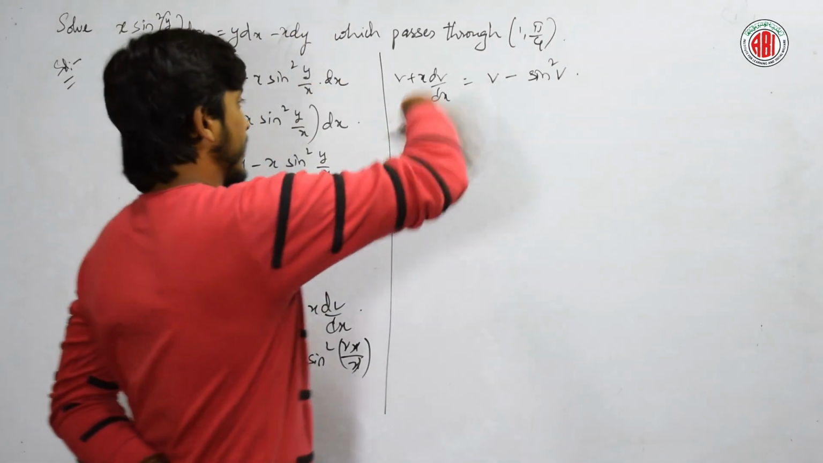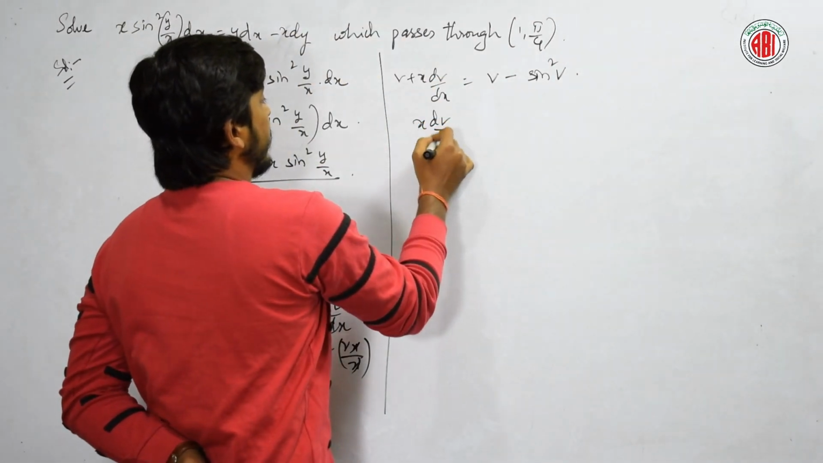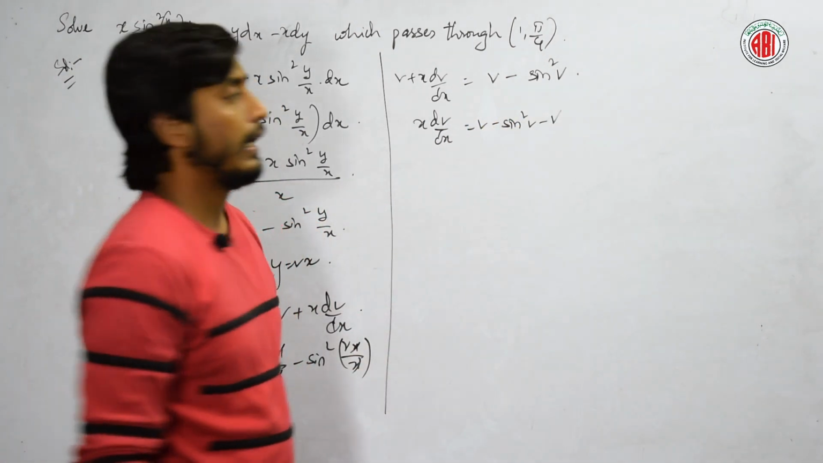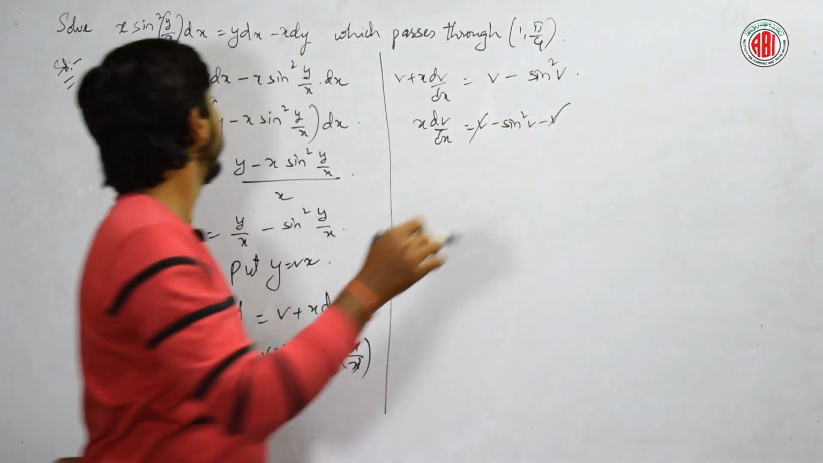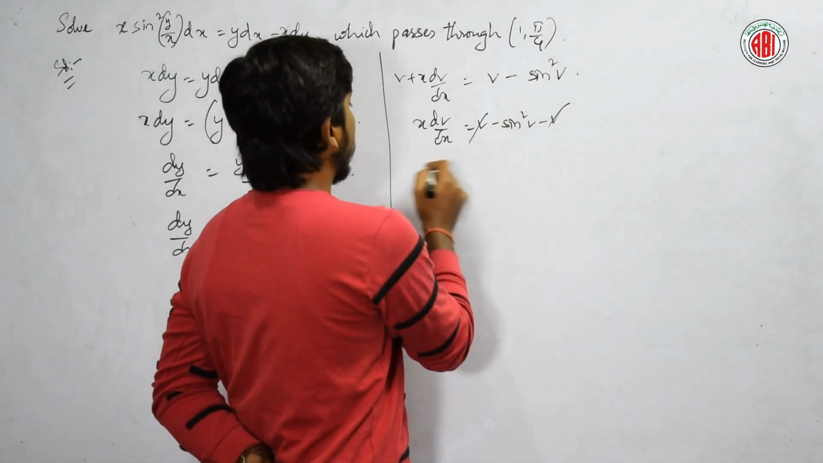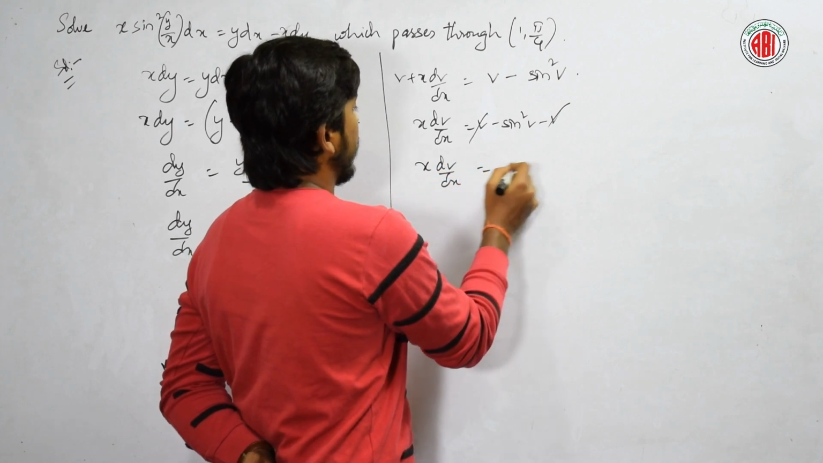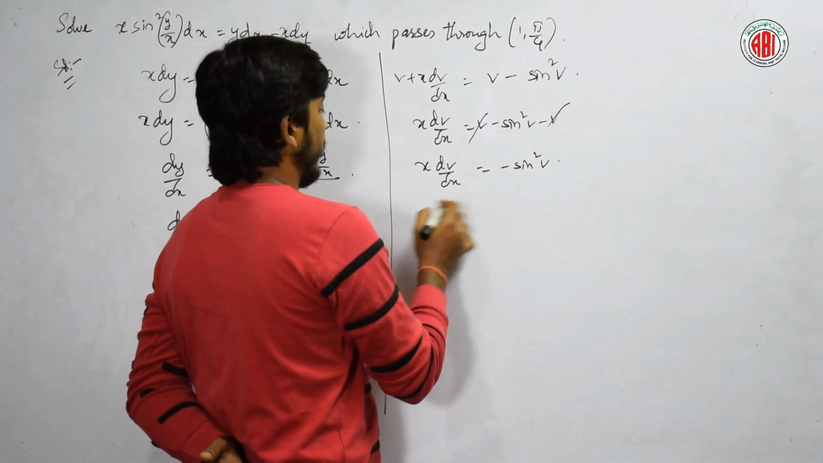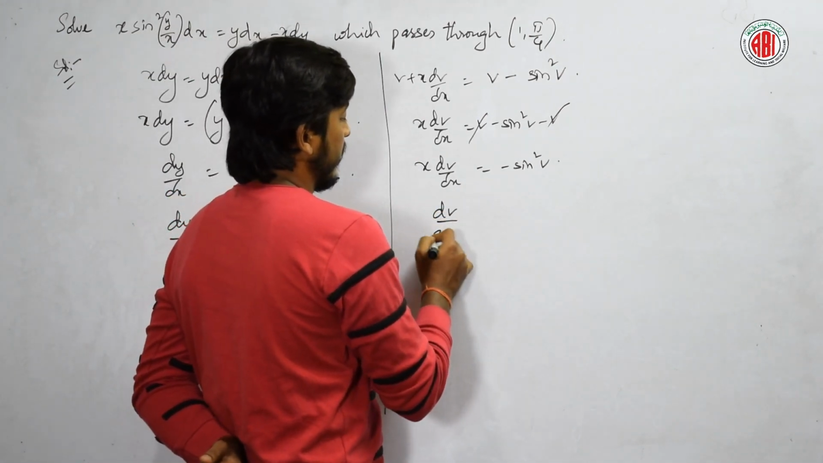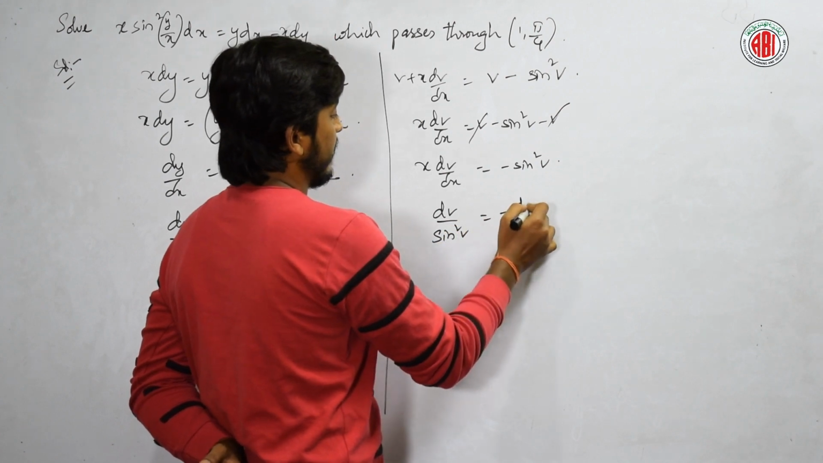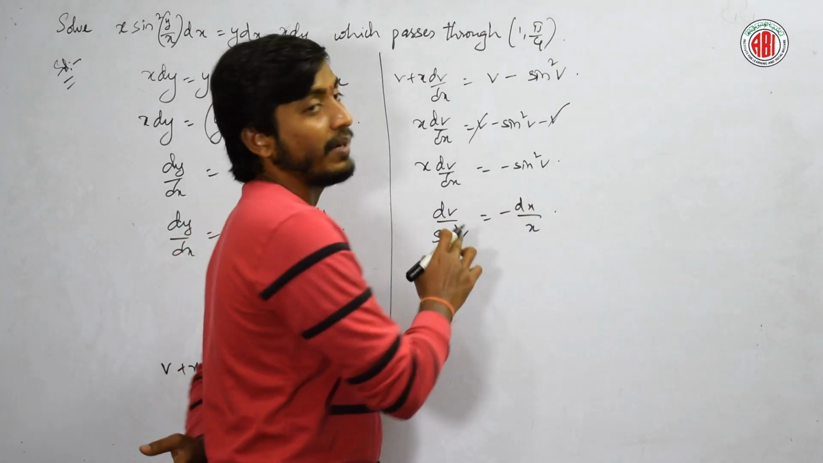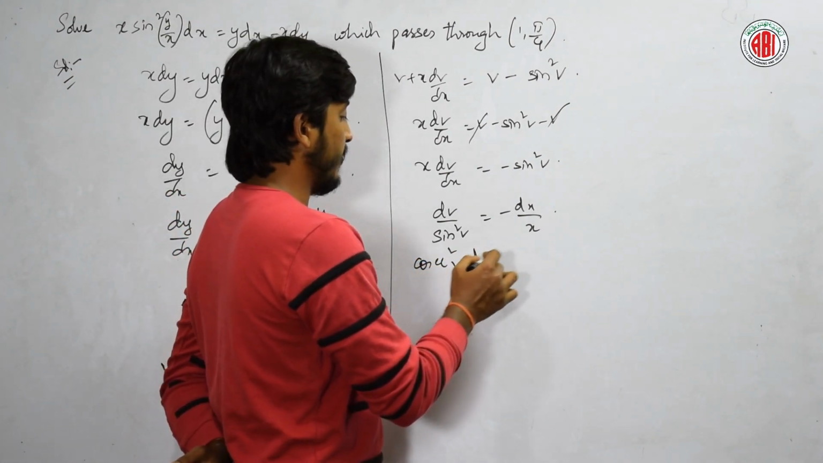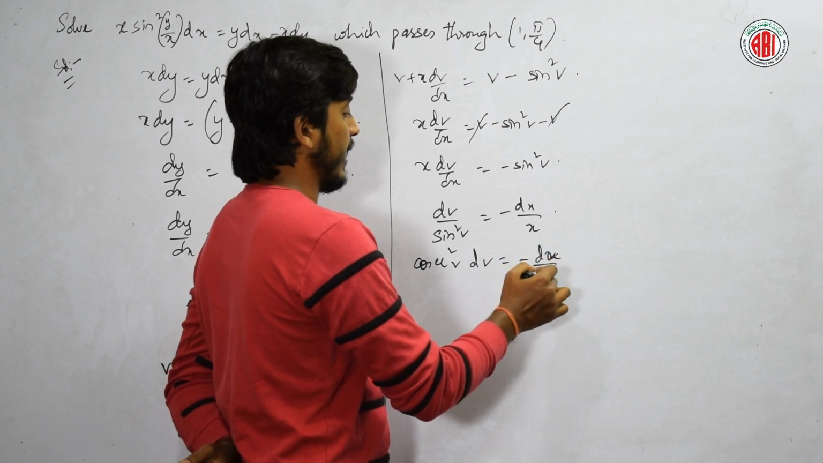Is it? Now let us take this v that side. x dv by dx is equal to v minus sin square v minus v. Is it? Now v will get cancelled, isn't it? So what do we get? x dv by dx is equal to minus sin square v. Let us cross multiply. That will be dv by sin square v is equal to minus dx by x. 1 by sin square, that is nothing but cosecant square v dv is equal to minus dx by x.